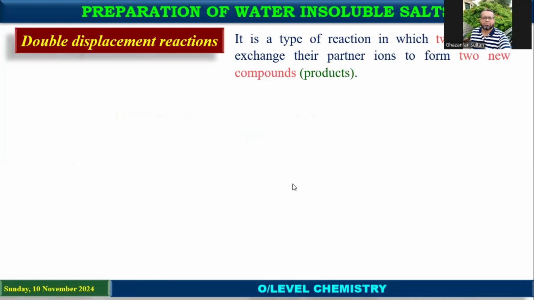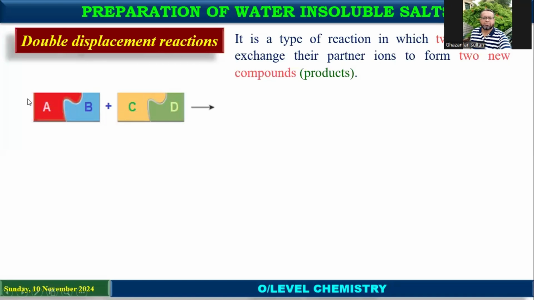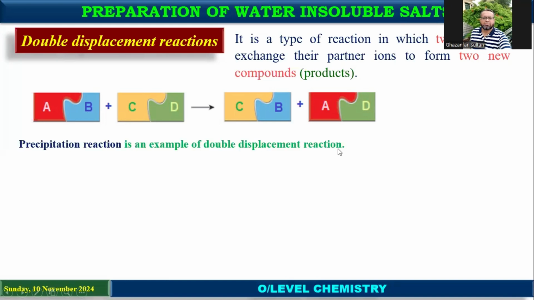Okay, now see, for example, A and B were combined together and C and D were combined together, and you have mixed them. So what happened? They have exchanged their partners, and as a result, you got CB and AD. And this is one of the examples of the double displacement reaction.